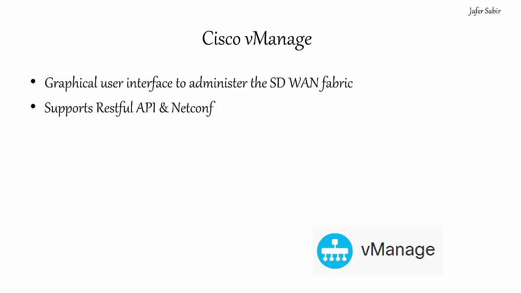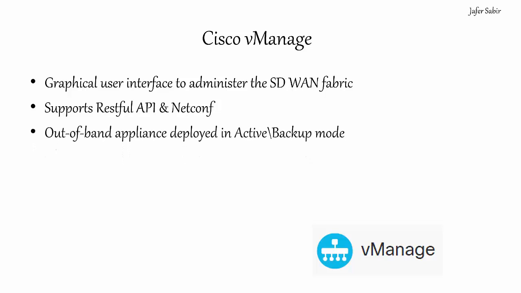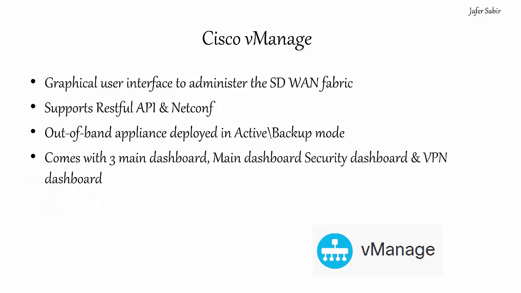vManage is an out-of-band appliance, so if it had a failure it wouldn't affect the network. Only it would affect the ability to make changes while it's out of service, so it's typically deployed in an active standby state.